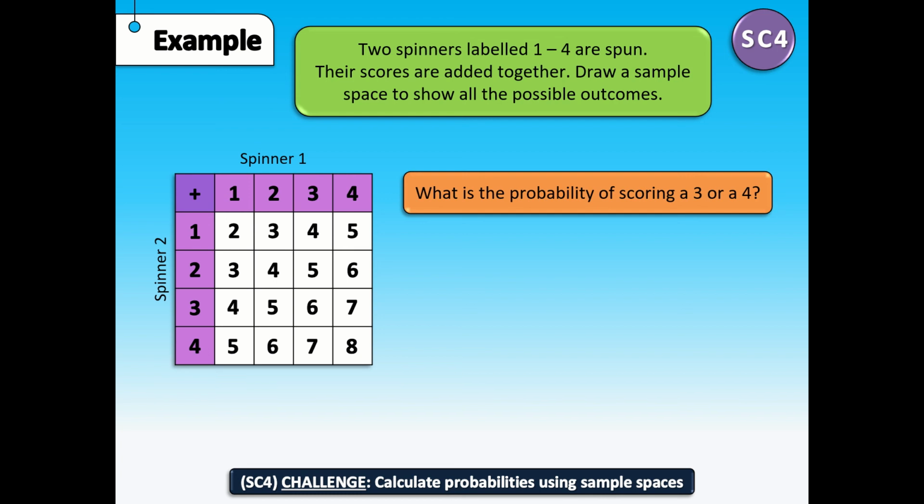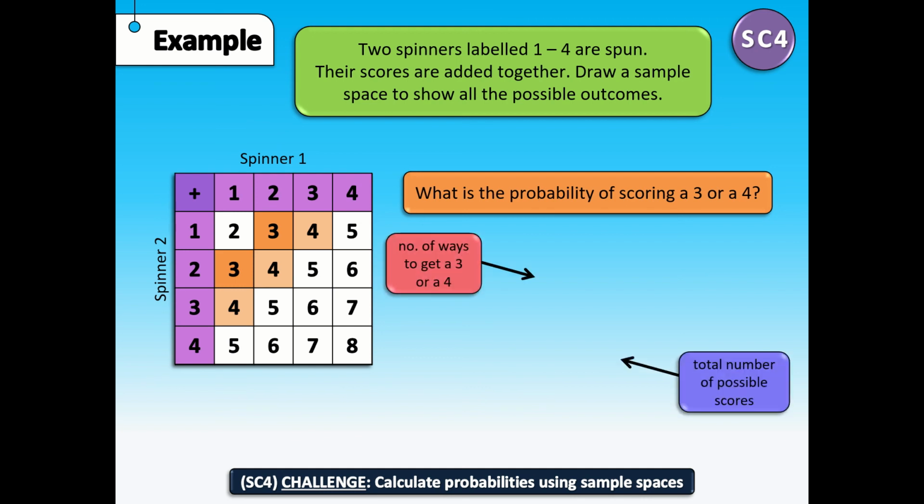So what is the probability of scoring a 3 or a 4? So we have a look how many scores of 3 and 4 there are, and there's 5. And we want the number of ways to get a 3 or a 4, so that's 5, out of the total number of possible scores. So there's 16 possible scores. So it would be 5 out of 16.